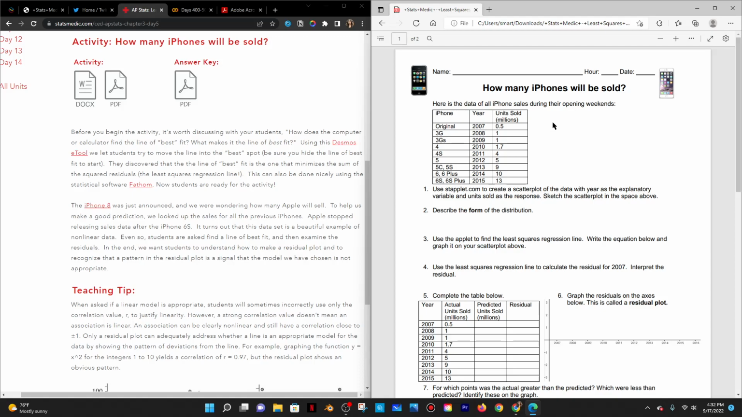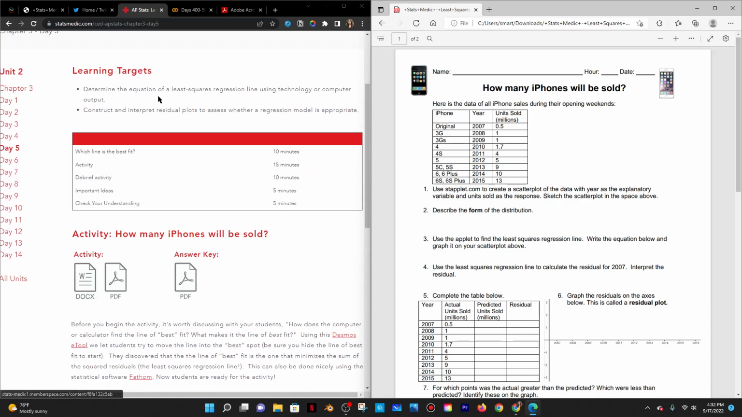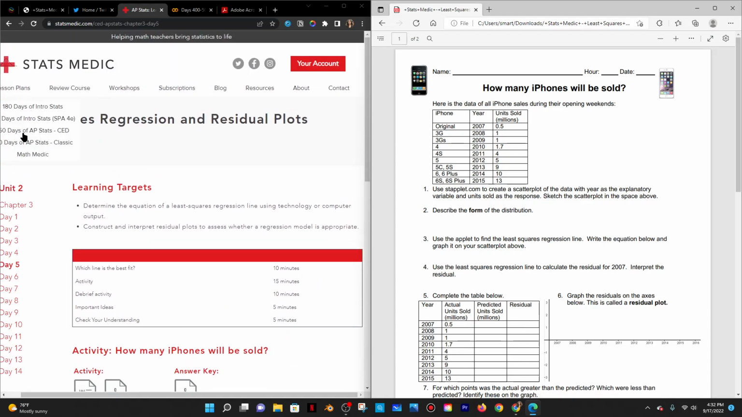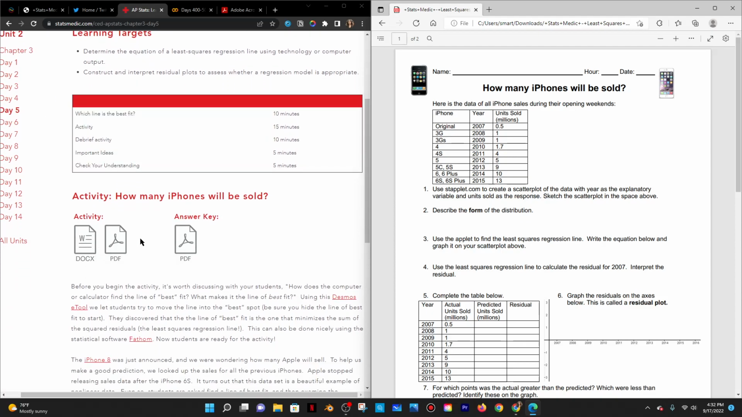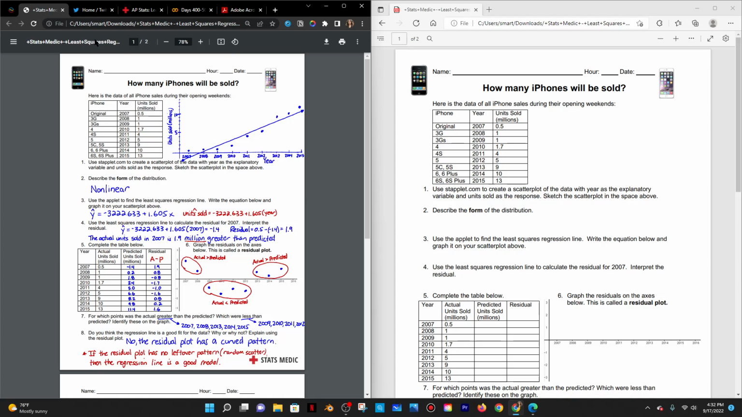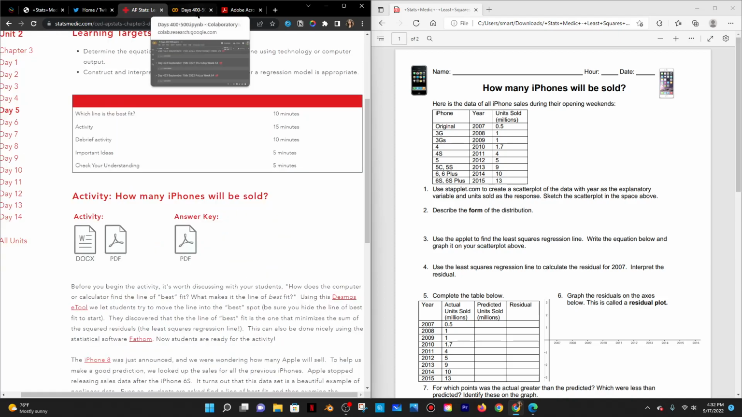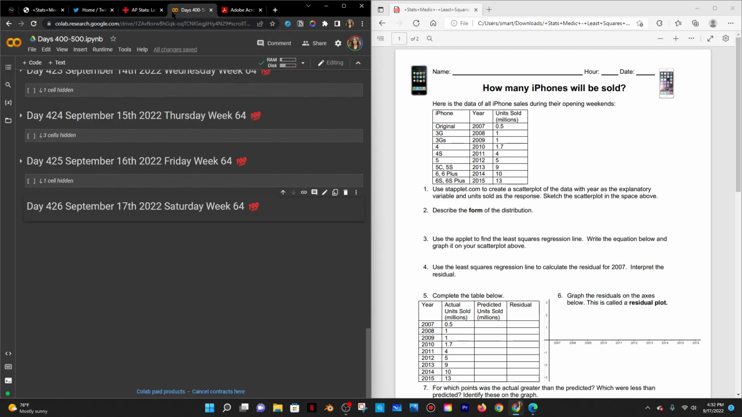And so that's kind of the idea, and I downloaded the PDF from here. This is actually the lesson plan, either one of these, the AP Stats, CED, or the Classic. I just know that it's Unit 2, Day 5. I downloaded that. I downloaded the answer key also so that I could make sure I'm right as I'm going through it. And so here I am in Python.